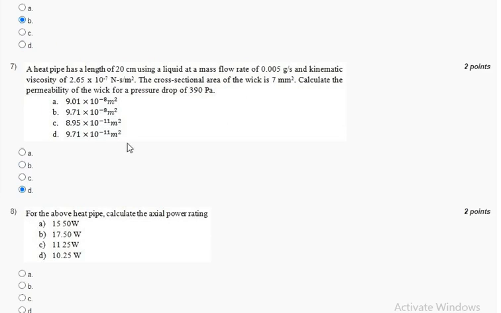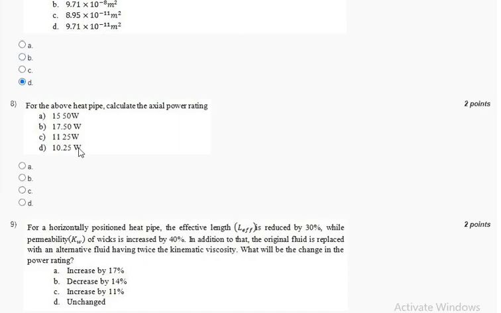Question number 7, it is a numerical. Question number 7 and 8 are connected. So first we have to calculate the permeability of wick. For this, the formula is given in the lecture. So please go through the formula from the lecture and you will get the answer 9.71 into 10 to the power minus 11 meter square. So for question number 7, answer is D.